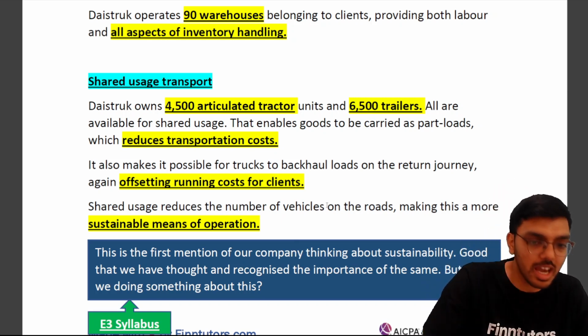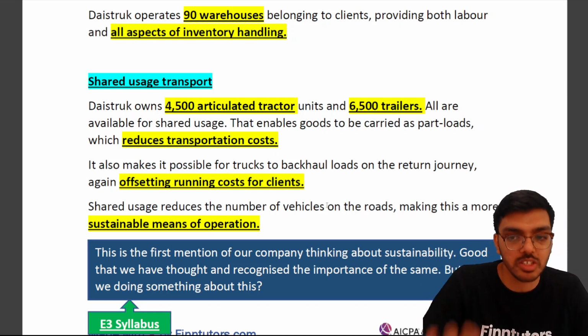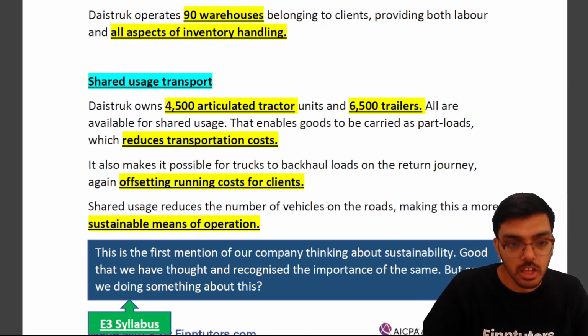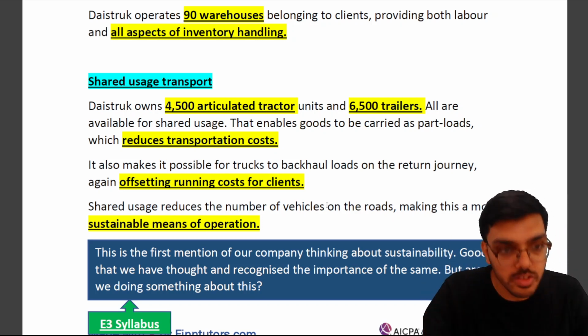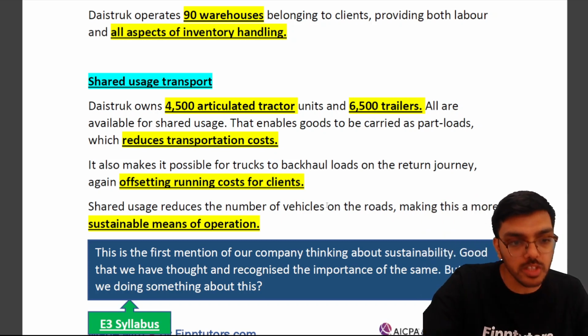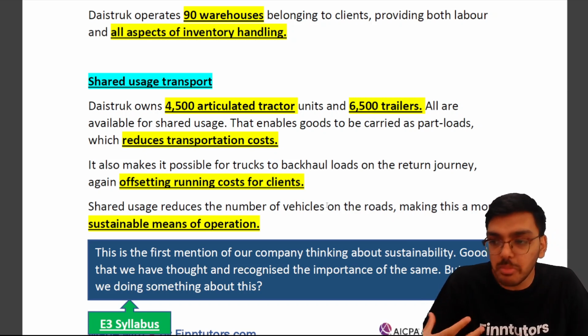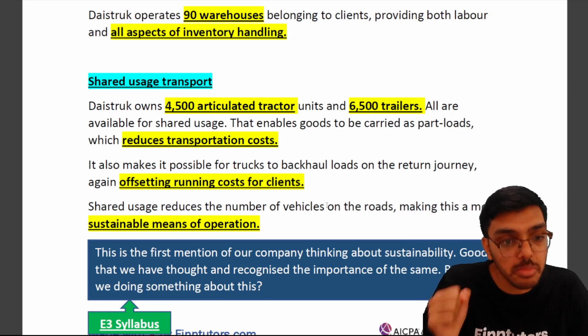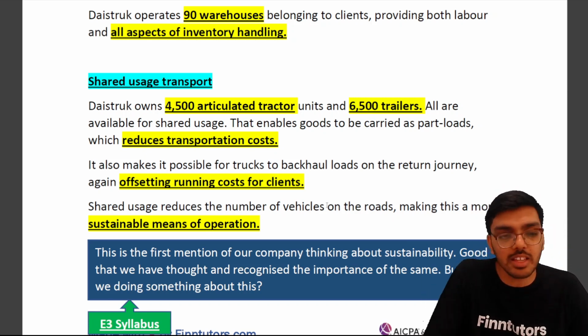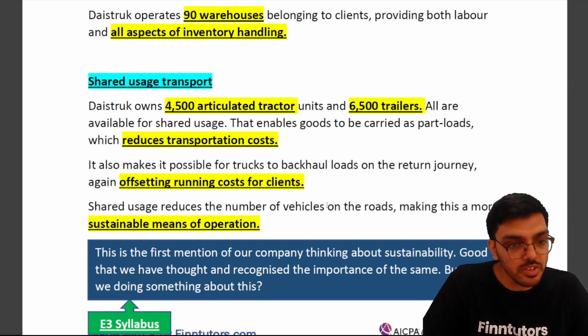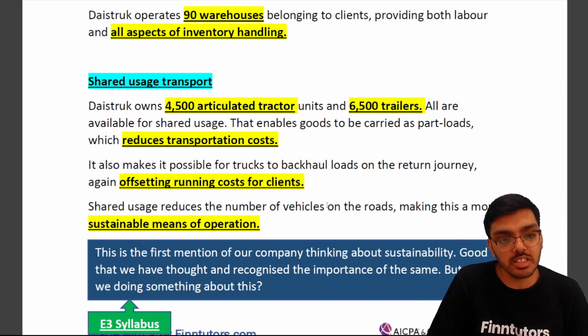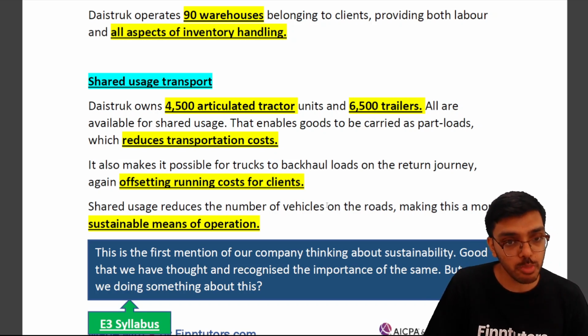The first time anything has been mentioned about sustainability over here. So good that we have thought of this and recognized the importance of sustainability. But are we doing something about this? What are our sustainability credentials? What is our sustainability stance? What is our stance on corporate social responsibility? Are we a business that is committing to corporate social responsibility?